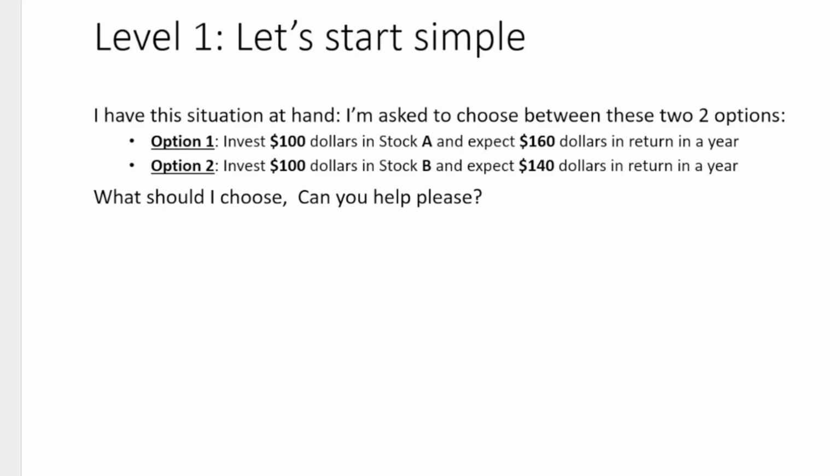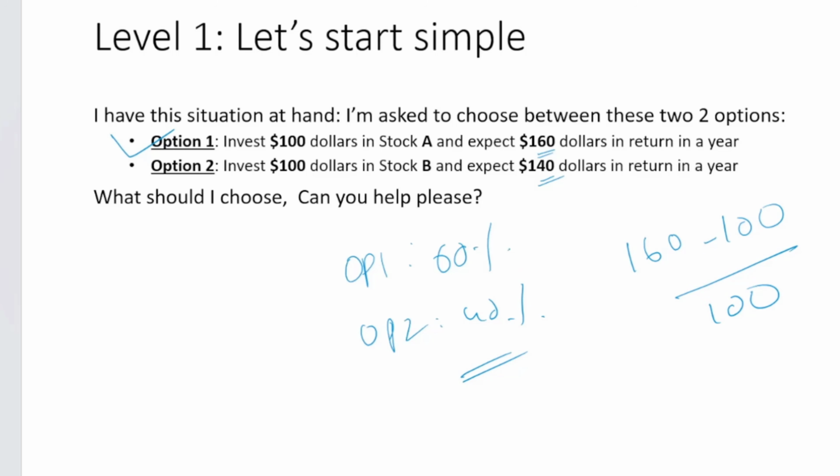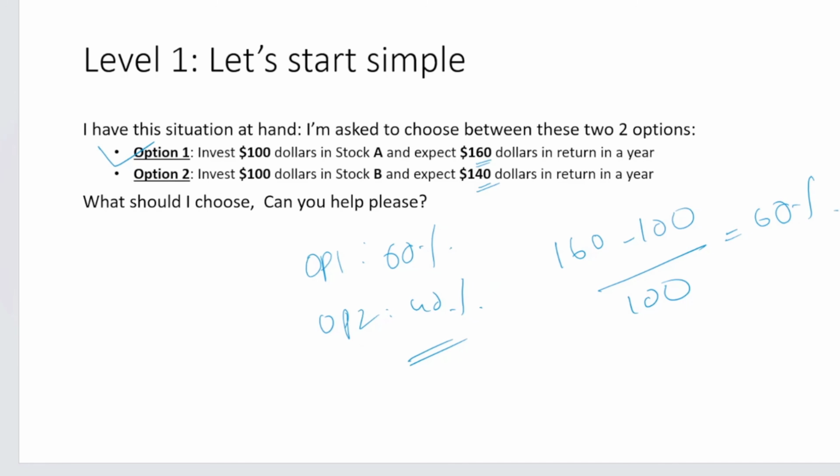This is a very elementary level question, and I get it. And there is a reason why I'm taking you from a very basic question. Okay, so on the screen you see, right? Anyone can say it's option 1 because I'm getting $60 here and I'm getting $40 here. Option 1 is 60% return. Option 2 is 40% return. I hope you know how to calculate the percentage, right? If not, this is how you do it. 160 minus your investment divided by your investment. That gives you 60%. Likewise for option 2, we get 40%.